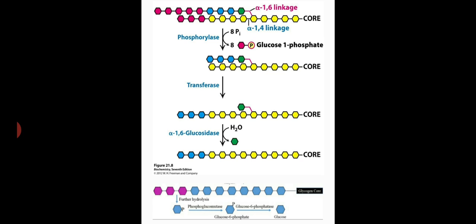Thus, about 92% of glycogen's glucose residues are removed as glucose 1-phosphate, and the remaining about 8%, those at the branch points, are released as glucose molecules.